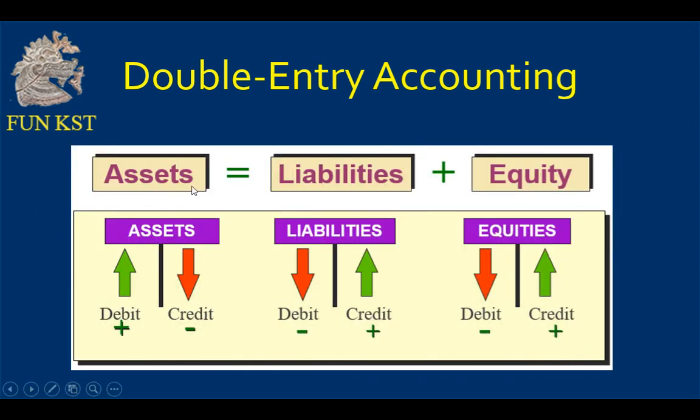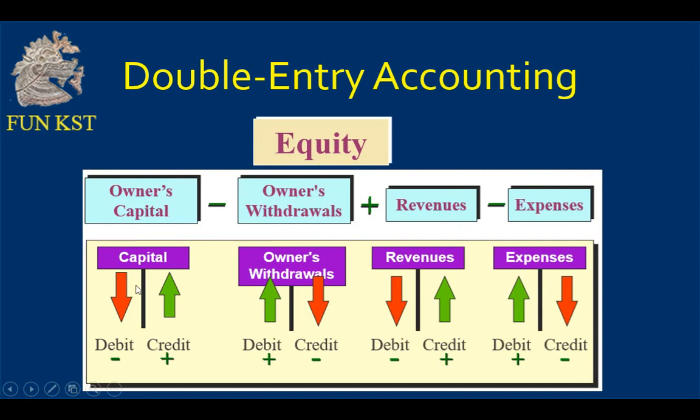So let's talk about the increase and decrease of assets, liabilities, and equity. All asset accounts increase in debit, and liabilities increase in credit, equity increases in credit. So we can say the normal balance of an asset account is debit, the normal balance of liability is credit, and equity's normal balance is credit. The normal balance of the owner's capital account is credit, meaning it increases in credit, and the normal balance of withdrawals is debit, revenue is credit, and expense is debit.